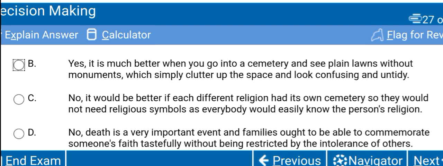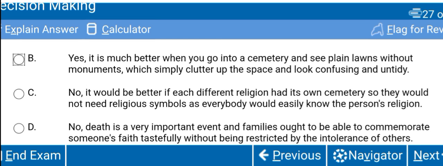Option C, no, it would be better if each different religion had its own cemetery so they would not need religious symbols as everybody would easily know the person's religion. Option D, no, death is a very important event and families ought to be able to commemorate someone's faith tastefully without being restricted by the intolerance of others.